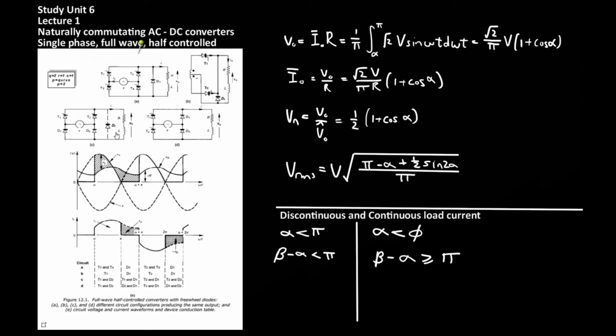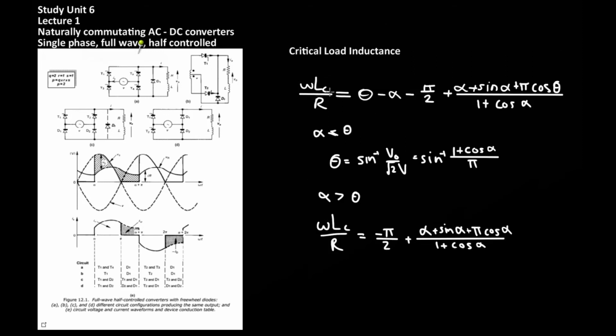For all these circuits there will be some critical inductor value where above or below a certain value the current will either be discontinuous or continuous. In other words, this is the inductor value that is required to prevent the output current from falling to zero. So this critical load inductance is a function of not only the frequency and the load resistance, but also the various conduction delay angles present in the switching circuit.